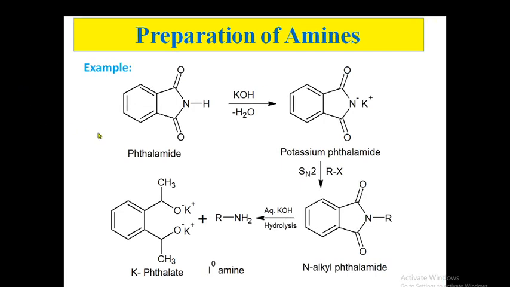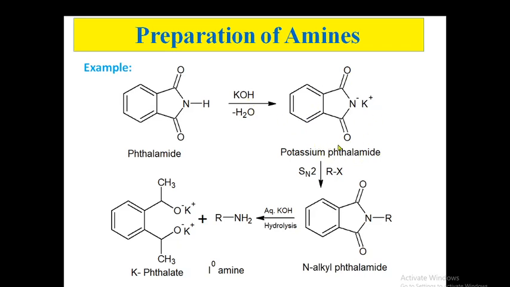Here is the example. We have taken the phthalimide in basic medium, so that OH minus picks up this acidic proton. After deprotonation, breaking of this N-H bond, whatever conjugate base you are getting is well stabilized due to resonance, and therefore this proton is an acidic proton. So phthalimide on reaction with base forms potassium phthalimide, as we are taking the KOH.